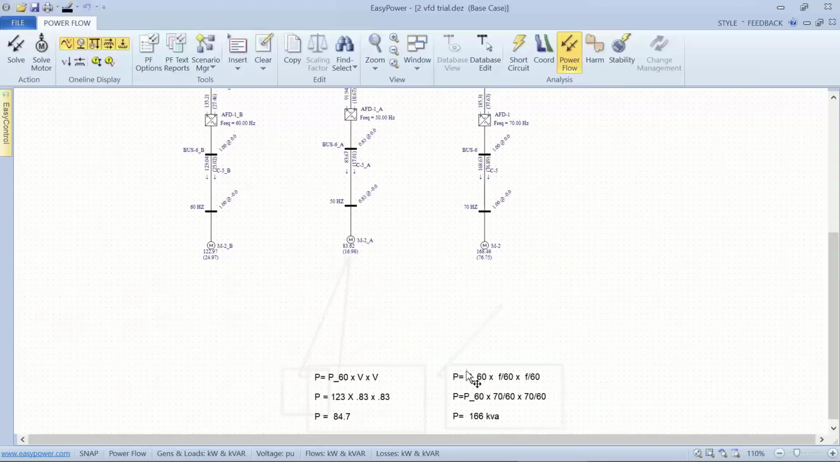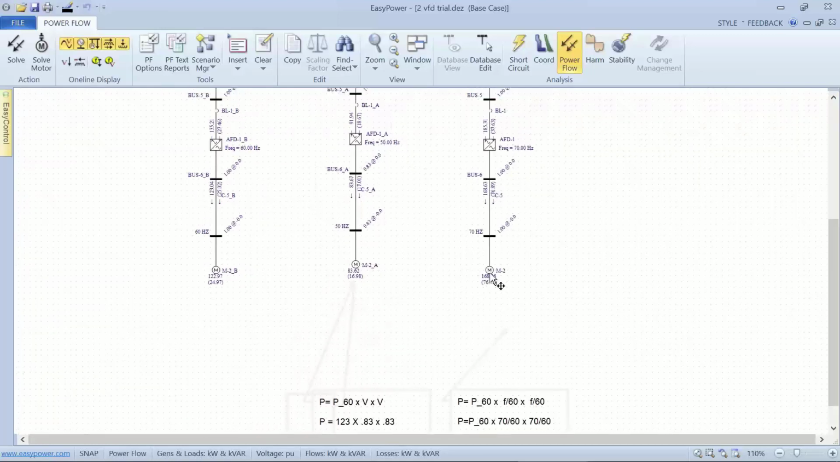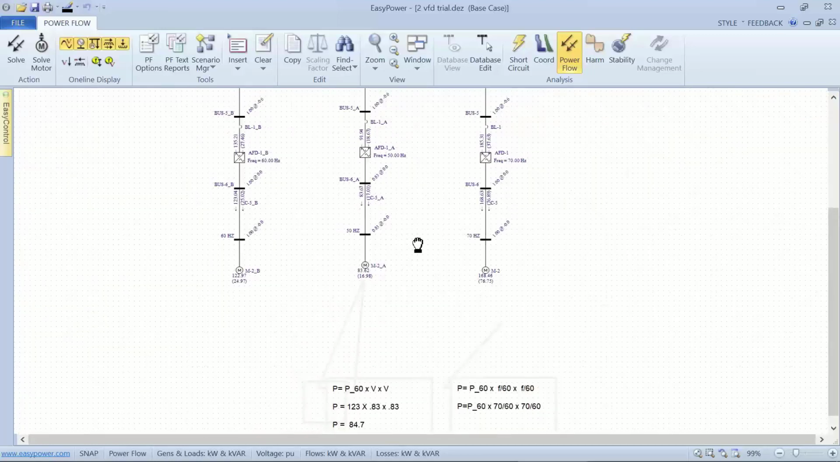Likewise, above 60 hertz, we take the power delivered at 60 hertz and multiply times the ratio of the frequency divided by 60 squared. So here we got 122.7, or 123, times 70 over 60 squared, and we get 166 out of that, which is very close to what we're showing on the summation.